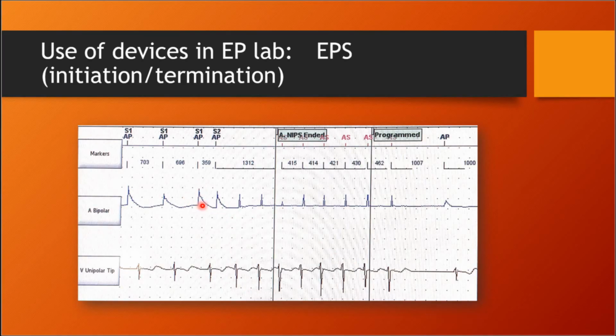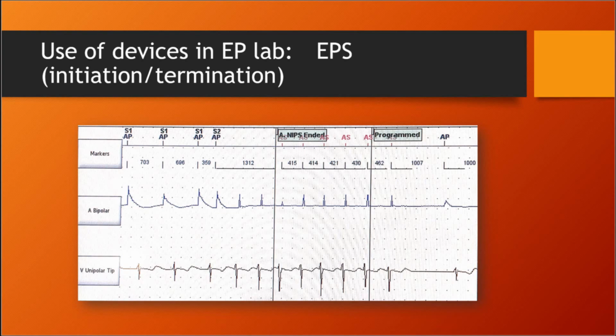We had the first beat at the end of the drive conducting quickly down, shall we dare to call it fast pathway, and the second beat, our premature beat, conducting quite slowly, dare we say, down a slow pathway. And look, this triggered a tachycardia with a VA time of close to, dare I say, 0. And this repeated for 8 beats, this tachycardia, and then it terminated in the atrium.